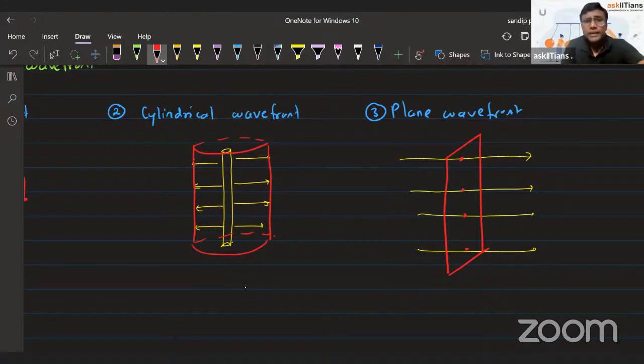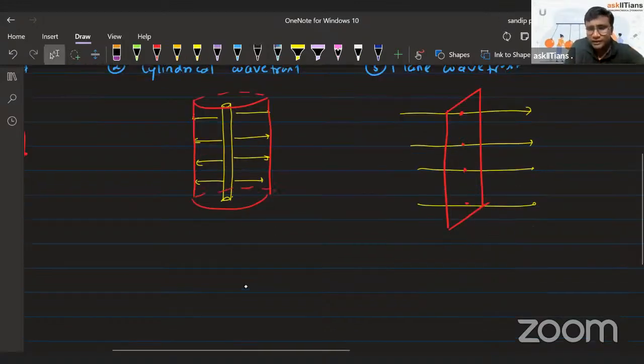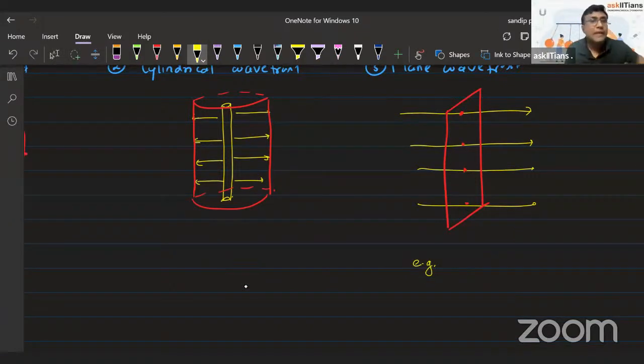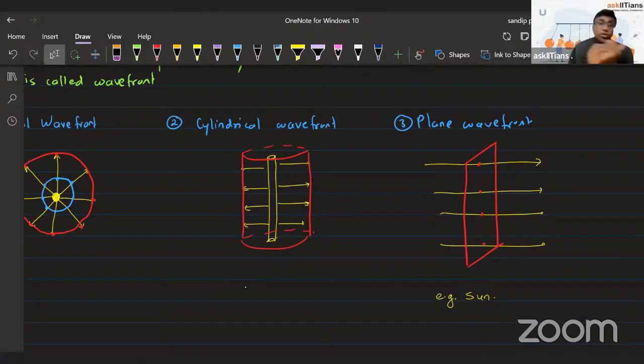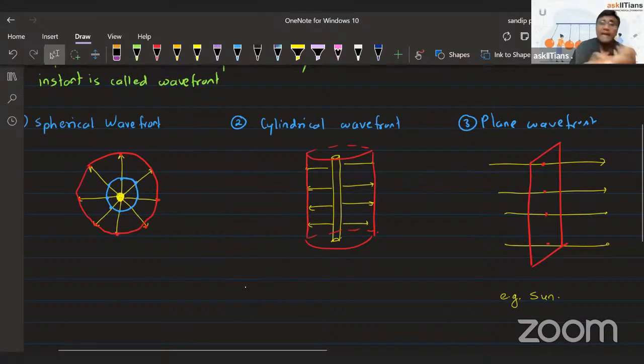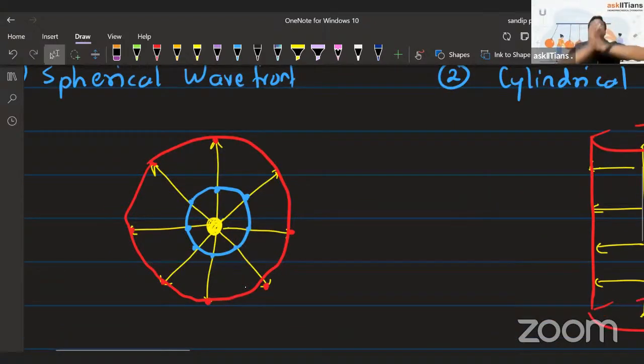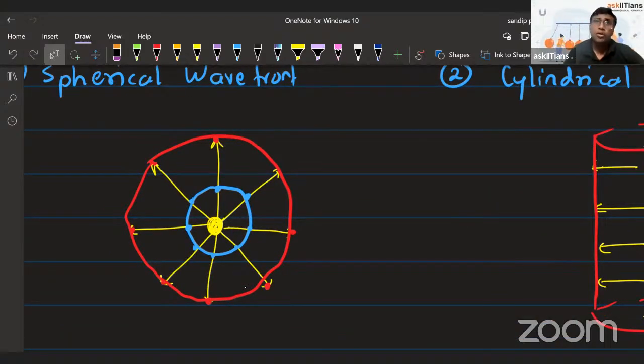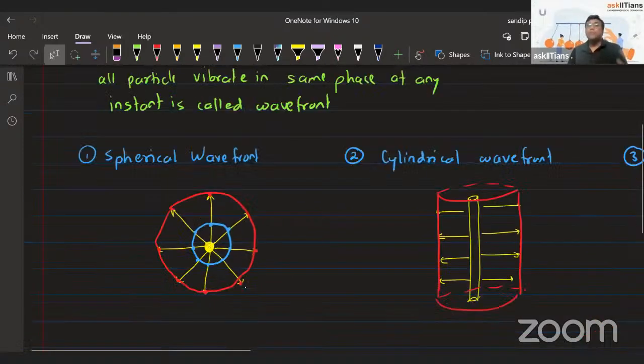Right? Now, the example of this plane wavefront, you can consider it as a light source which is at an infinite distance. Infinite means a longer distance, we can say, right? So for example, the sun. The sun is at infinite distance. So even though the sun, we can treat it as a point source, right? It is sending the light towards all the directions, right? But is it going to give us the spherical wavefront? No. Remember this concept very importantly.